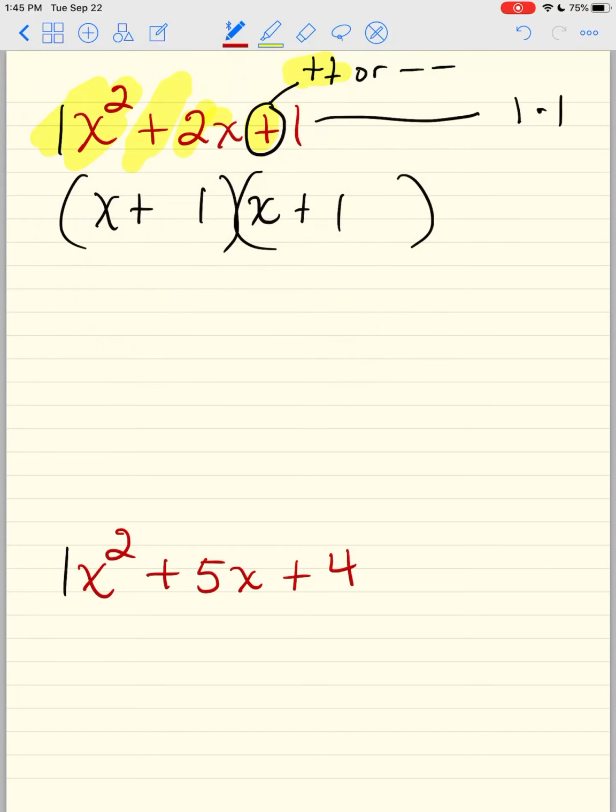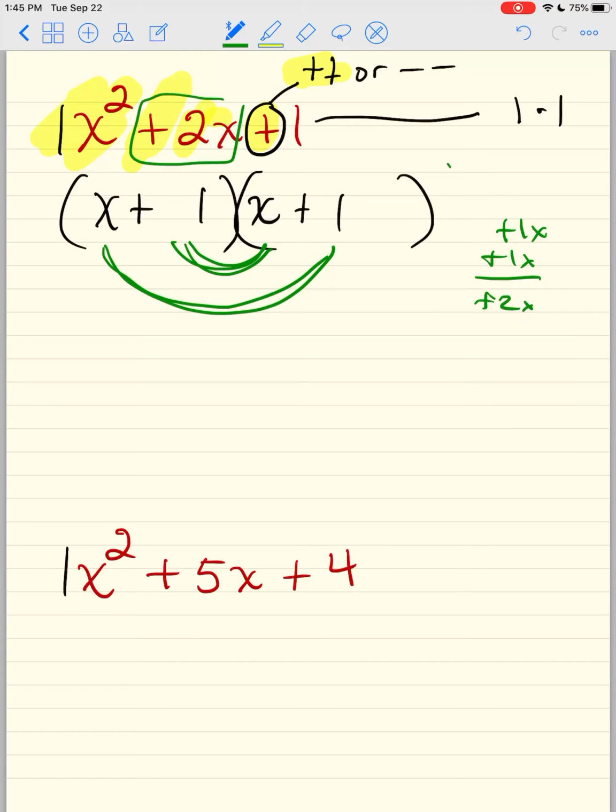Now, let me show you how to check. Really fast, you just make a double smiley face. You go that and that. So this guy right here is positive 1x. This guy right here is positive 1x. That gives you positive 2x, which is the middle. Your answer is this, okay?